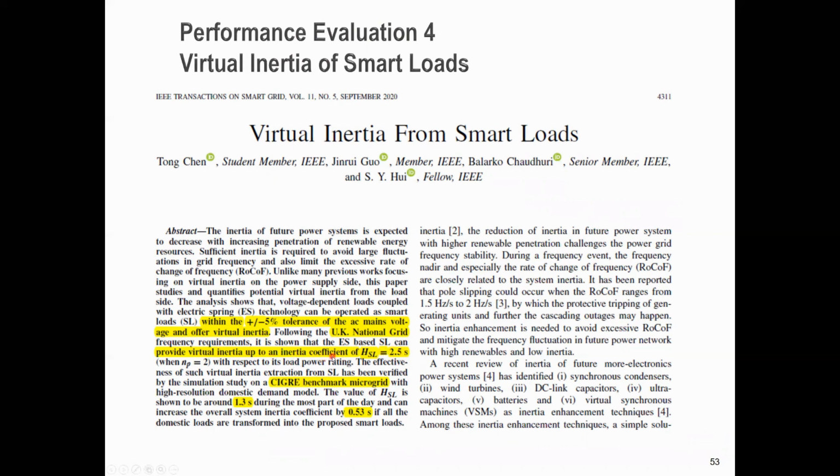This is the virtual inertia that the electric spring can bring to the system. We also study a small microgrid. It has an inertia coefficient of 1.3 seconds, and we found that the virtual inertia that can be added to this system based on the electric spring technology is 0.53 seconds, which is 40% of the inertia of the original microgrid. So we can see now that the electric spring can be applied to all load without classifying them into critical load or non-critical load.